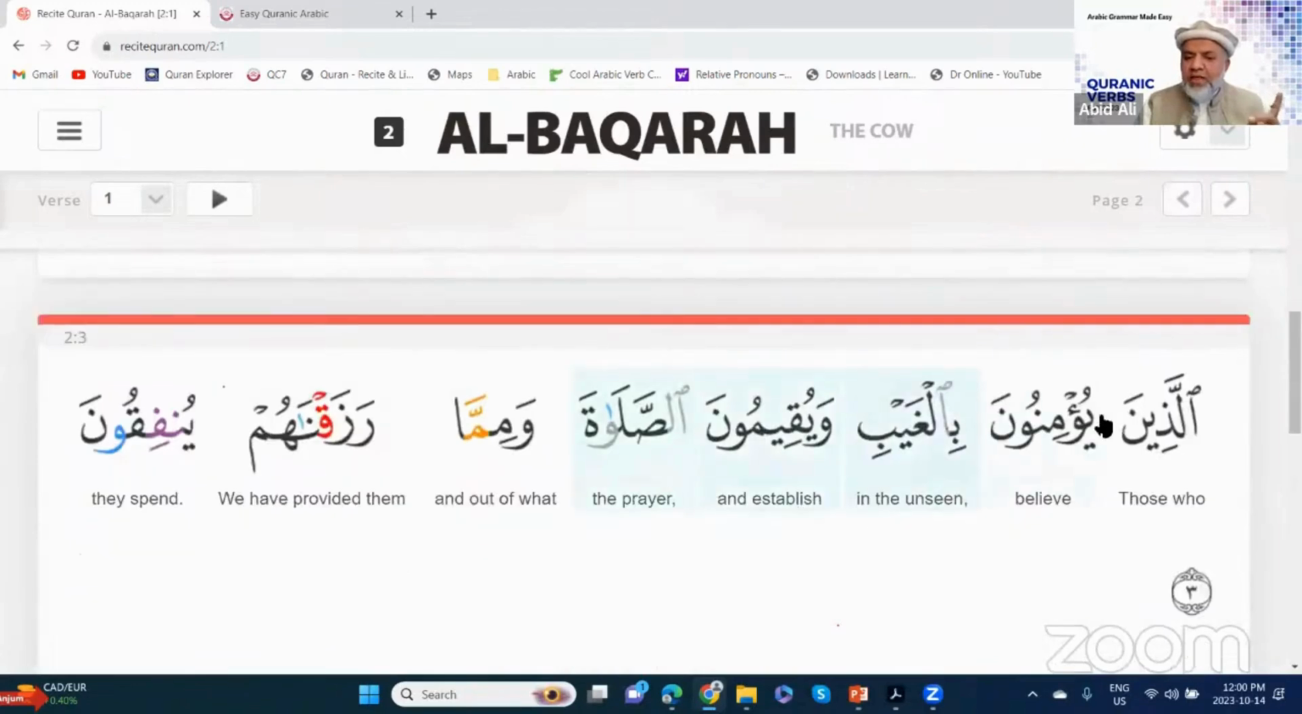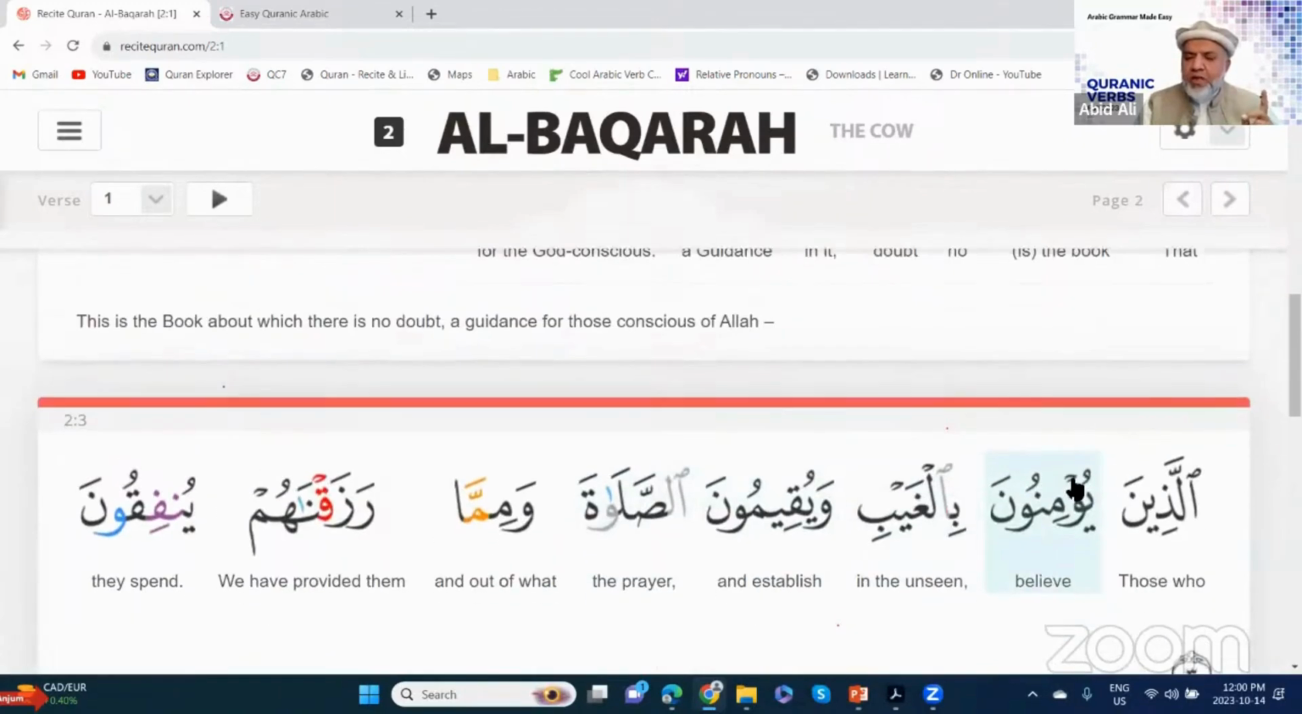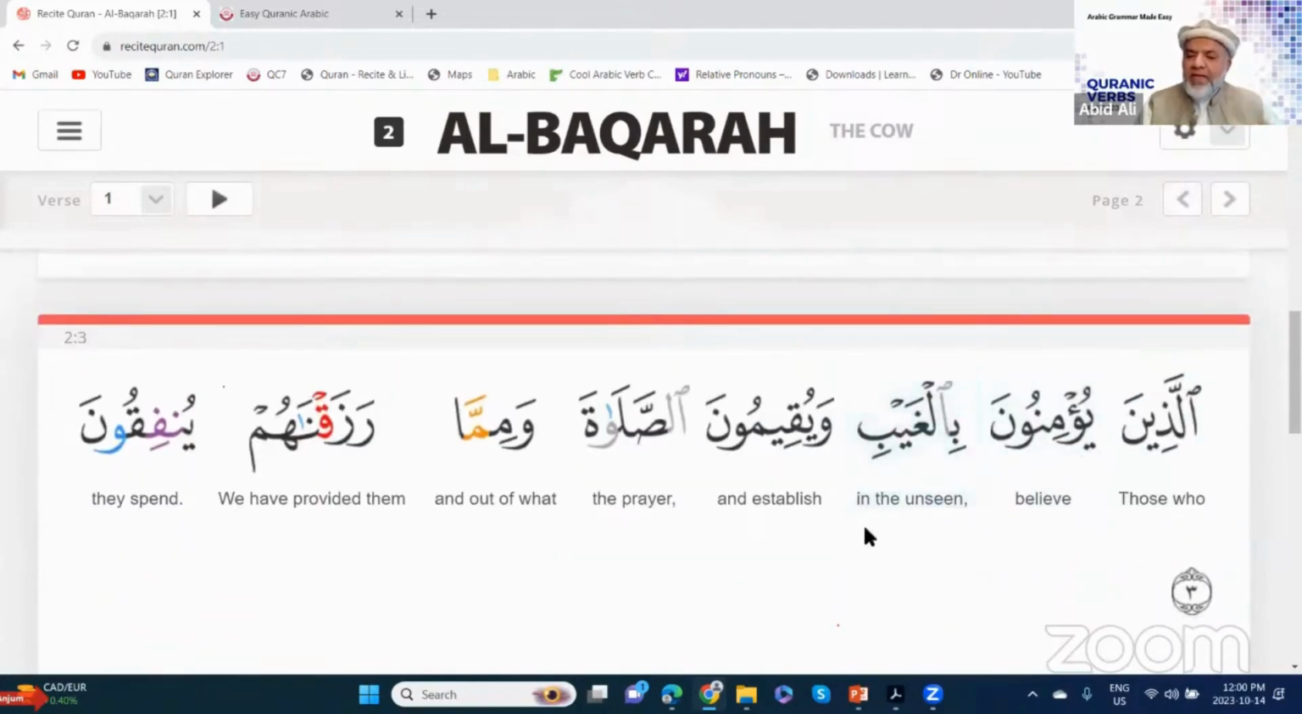And then what is the definition of the muttaqin, or what are their qualities? Allazina yu'minuna bil ghaibi. They believe in the unseen. And what else do they do? Wa yuqimuna salata. And they establish the prayer. Wa mimma razaqnahum. And what we have provided them; razaqna, we provided.